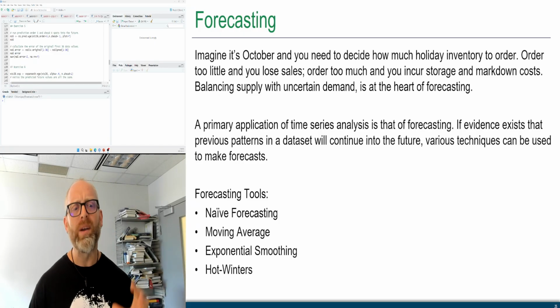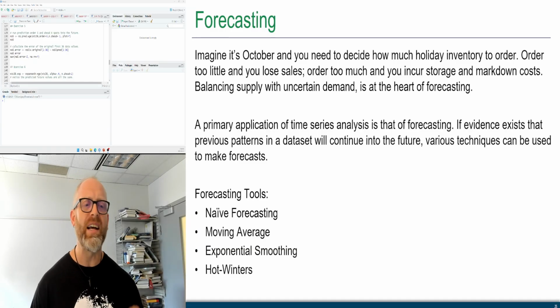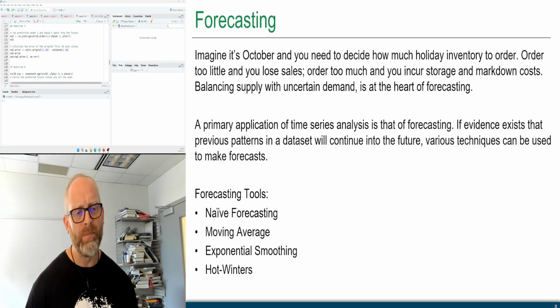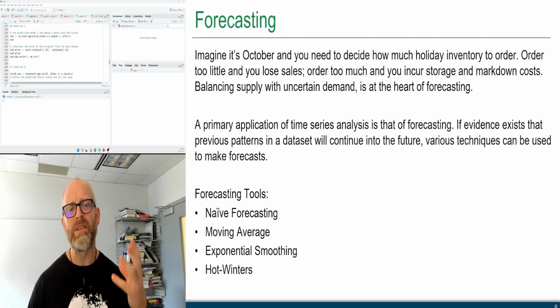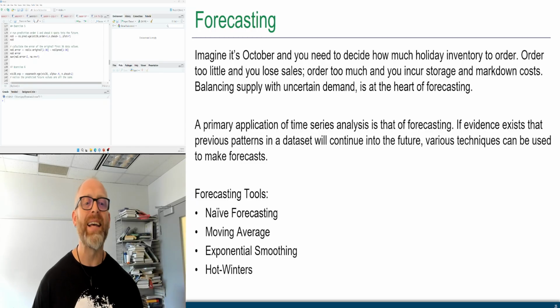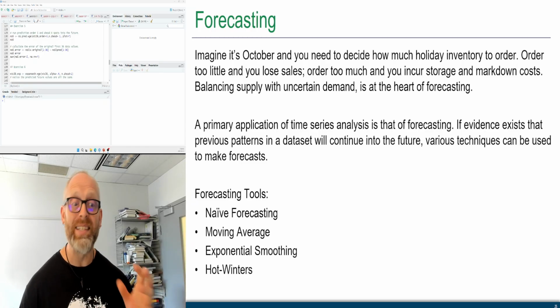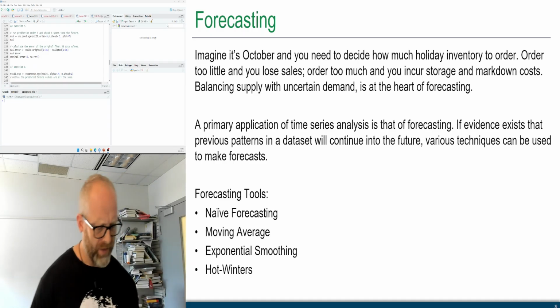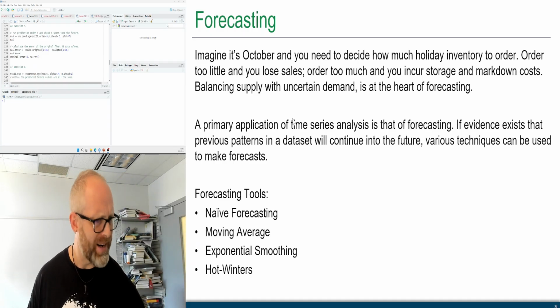Again, as I said, the forecasting tools we're going to talk about: the baseline is the naive forecasting. Then we're going to try to smooth out some of the data, so we're going to do a moving average, and we're going to talk about exponential smoothing. Exponential smoothing is an idea where we take more recent information and apply that. And then we're going to add trend and seasonality using Holt-Winters. So a fair amount of things to cover here.